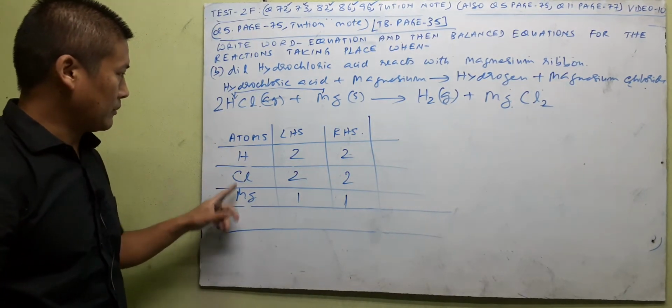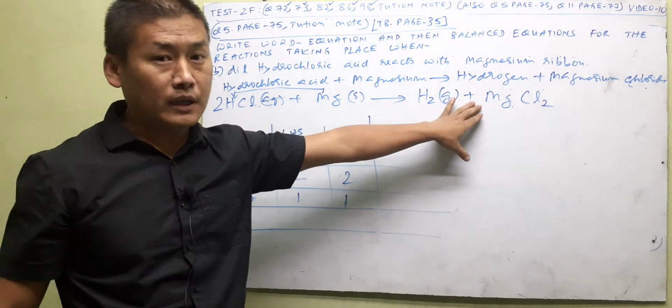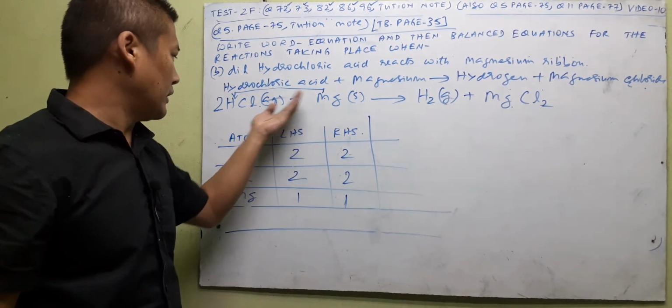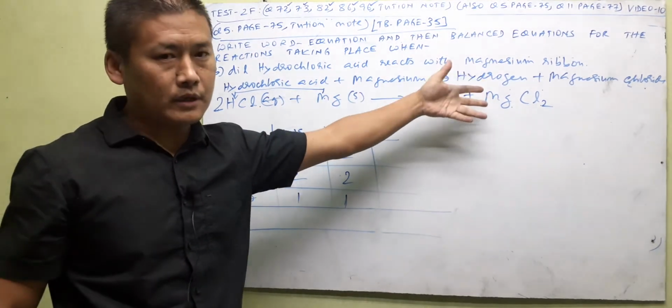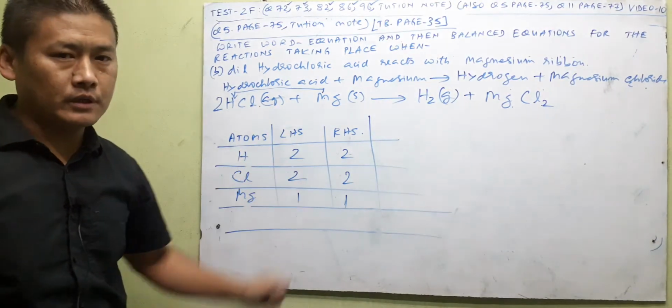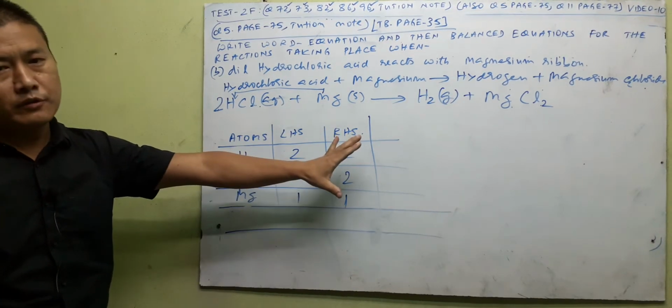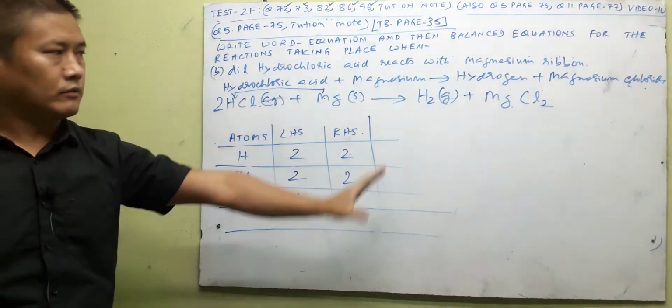There are 3 types of atom on the left: H, Cl and Mg. The same atoms will appear on the right. In a chemical reaction, whatever atoms are on the left will also be on the right. Nothing extra, nothing will be lost. This is called the law of conservation of atoms, okay? Now every atom on the left is equal to the atoms on the right. So this is now a balanced chemical equation.